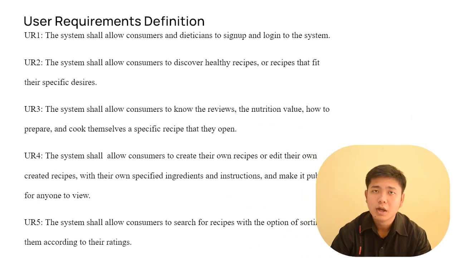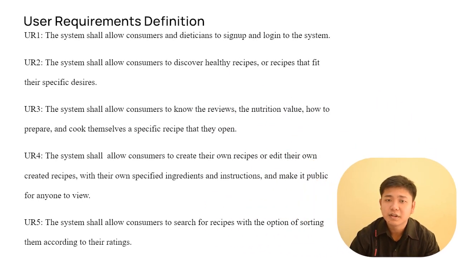There are 9 user requirements defined. This collection of statements describe all significant aspects of our system. The user requirement 1 is about the signing up and logging in of users to the system. User requirement 2 is about the discovery of recipes by consumers.